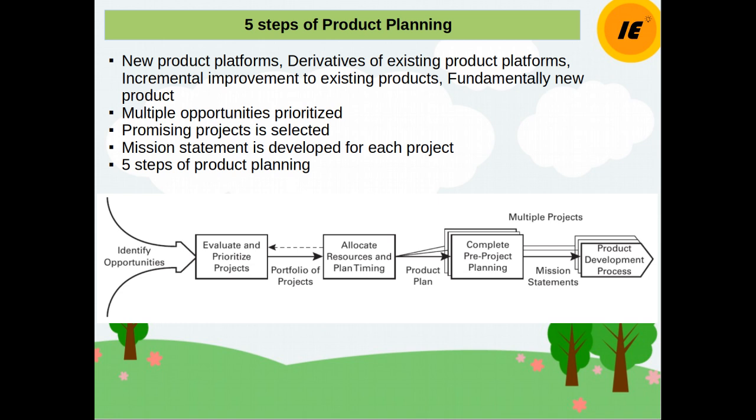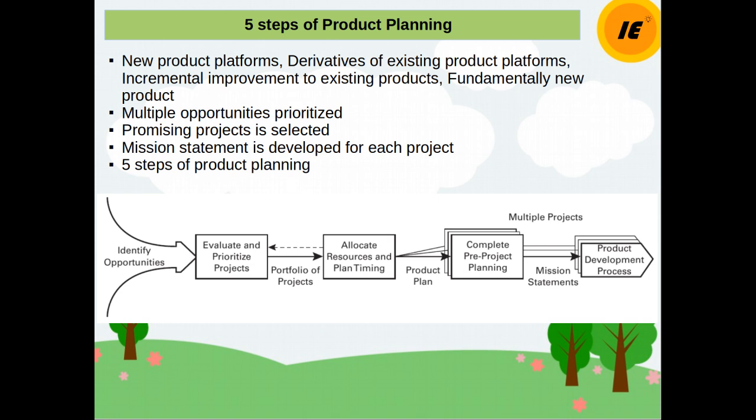And of course, the mission statement is what we know from our last video, about the charter of a particular project. The author here gives a 5-step method of product planning, starting with identifying opportunities. From there you get various, let's say, 5 or 10 projects, and then you evaluate and prioritize projects, and then you allocate resources and plan timing, because you want to make sure that in that year one product is marketed.